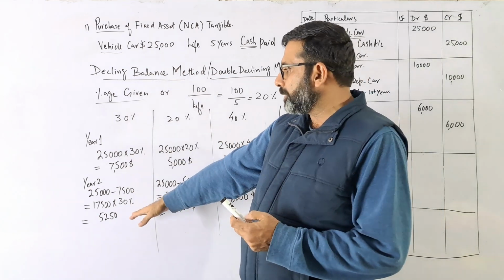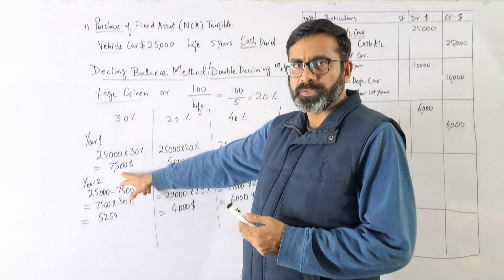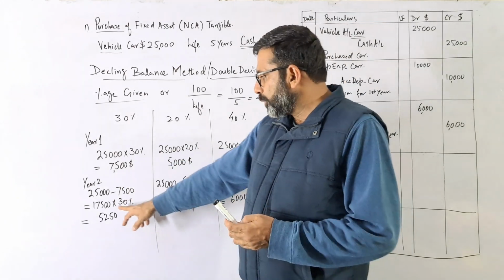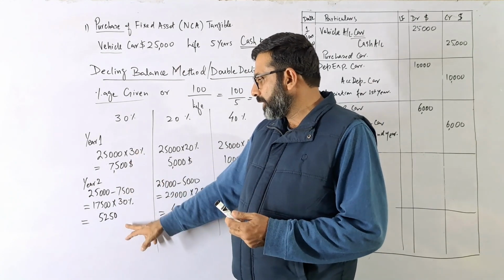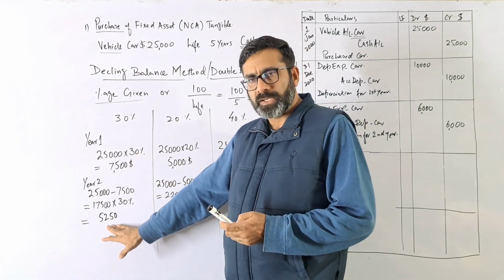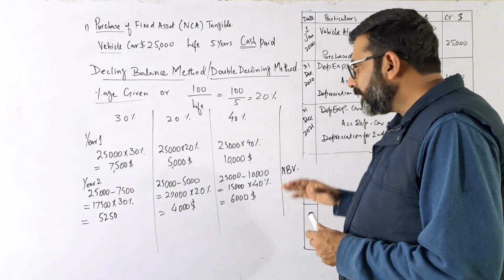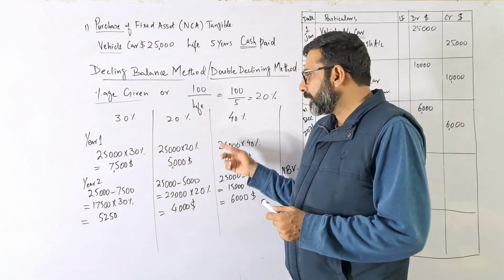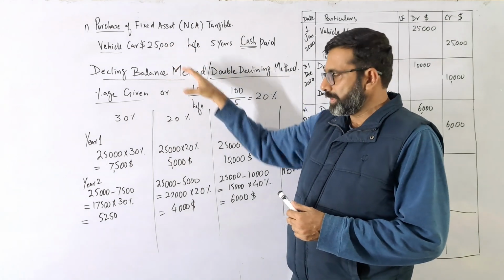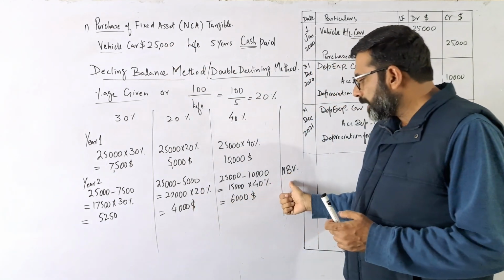And the same in the 30%: the first year depreciation was 7,500. Then the net book value at the start of the second year is 17,500. If we depreciate by 30%, it is 5,250. The only difference is the percentage, otherwise the method will be the same. We are not calculating the depreciation on the cost. We are calculating the depreciation on the net book value.